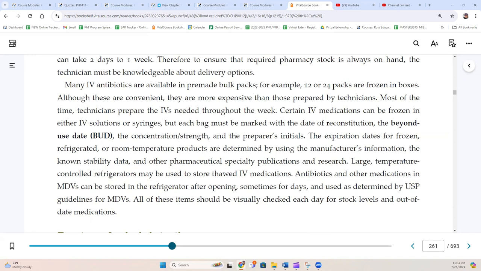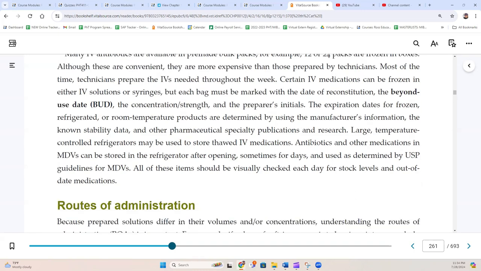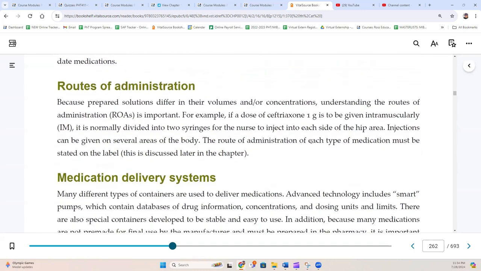Large temperature controlled refrigerators may be used to store thawed IV medications. Antibiotics and other medications and MDVs can be stored in the refrigerator after opening, sometimes for days, and used as determined by USP guidelines for MDVs. All of these items should be visually checked each day for stock levels and out-of-date medications.